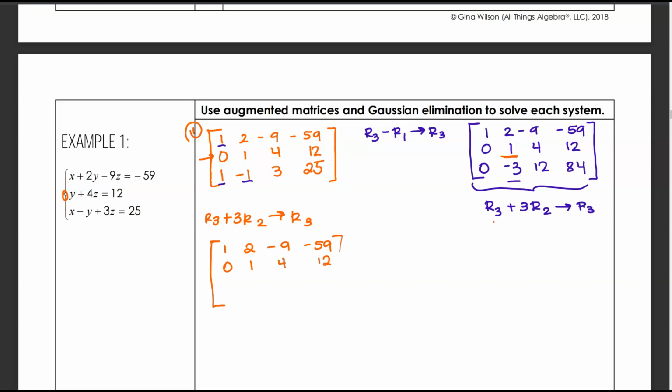But now my row 3 is going to be 0, right? I'm going to take this negative 3 and add to this 1 times 3, so that's going to be 0. Then I take this 12, so 12 plus 3 times 4. 3 times 4 is 12, so 12 plus 12 gives me 24. And lastly, I'm going to get 84 plus 3 times 12, which is 36. So 84 plus 36 gives me 120.